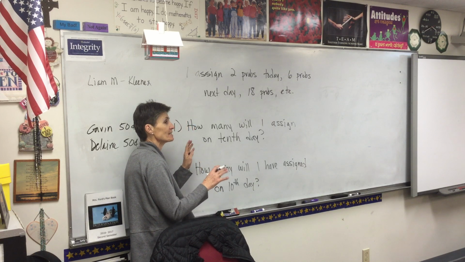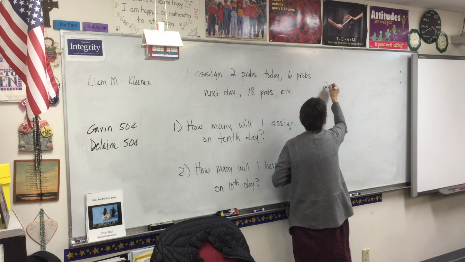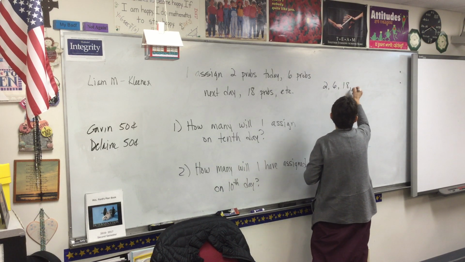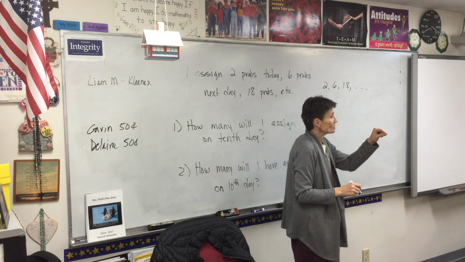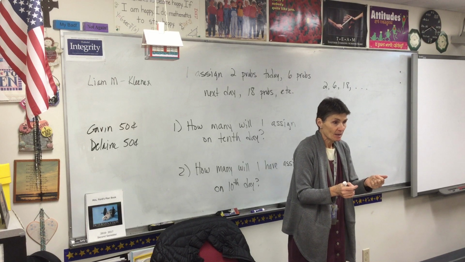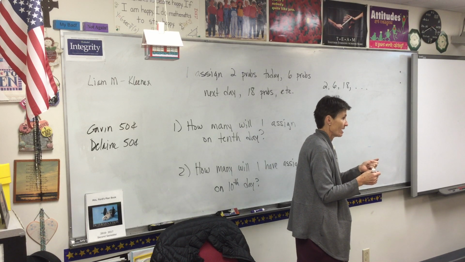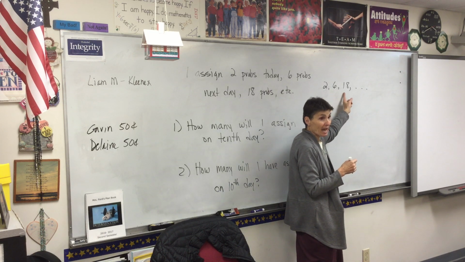She's right. And what she's saying is, if we look at the sequence, it's 2, 6, 18, and so on. Let's look at the 3rd day. If the question is how many will I assign on the 3rd day, the answer is 18. But how many have I assigned by the 3rd day? Don't we need to add all those up?